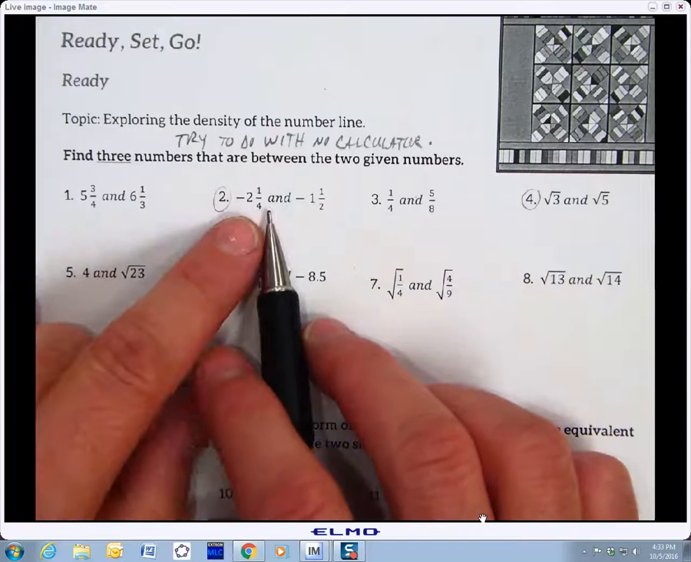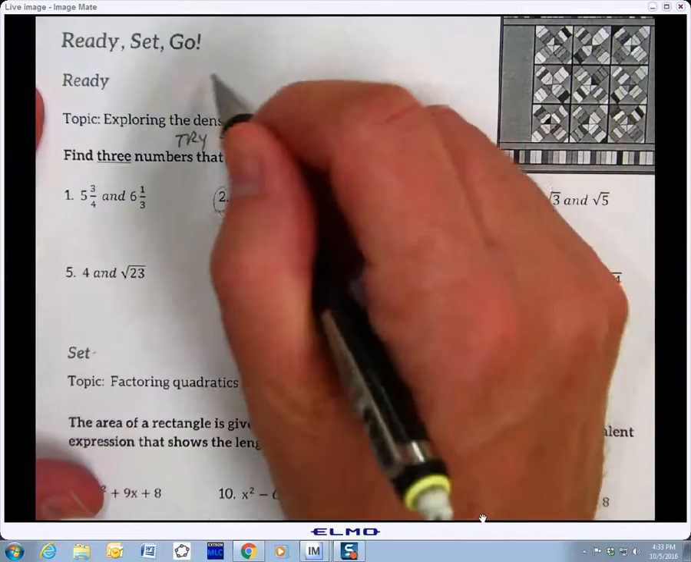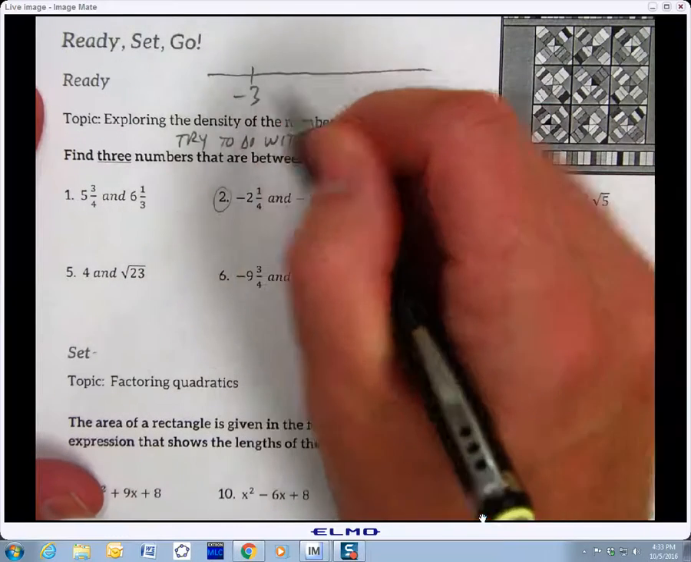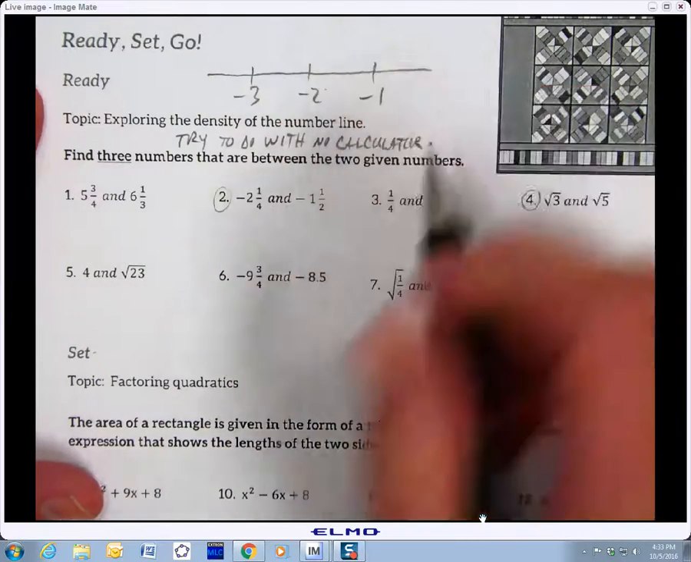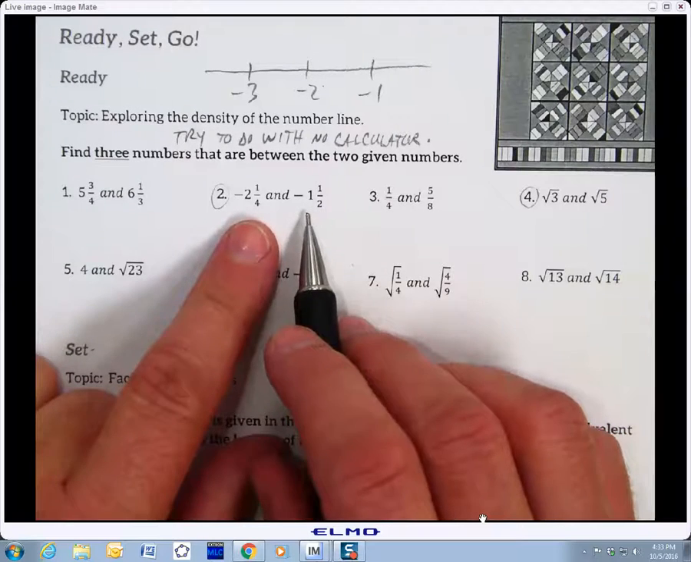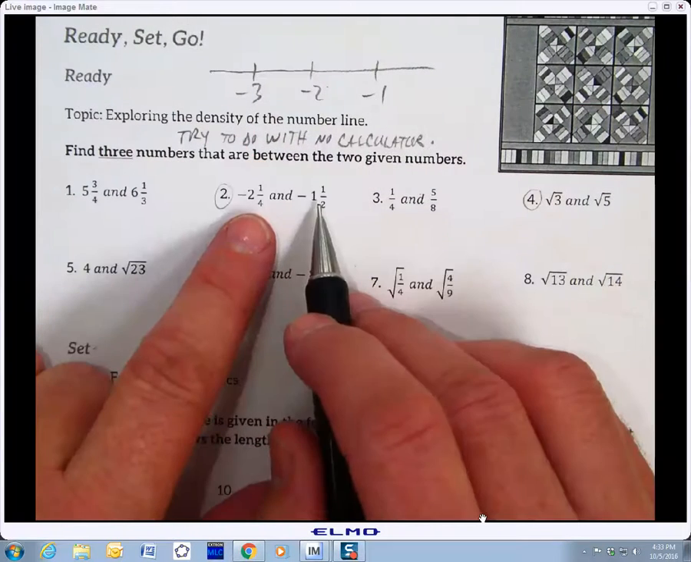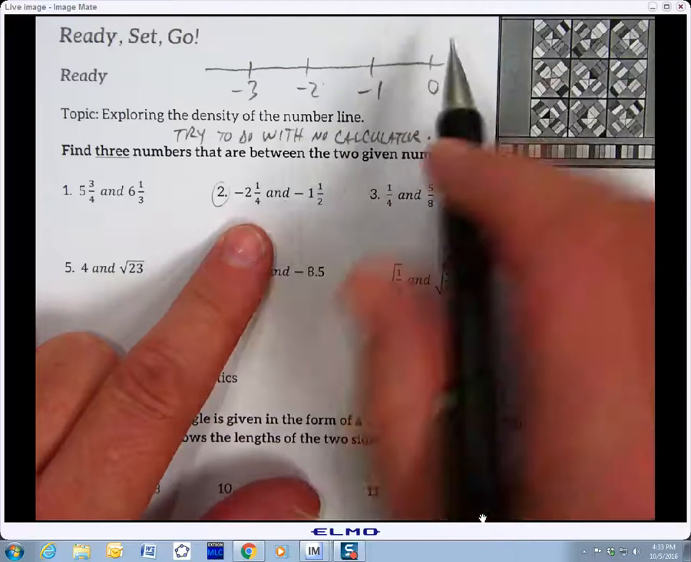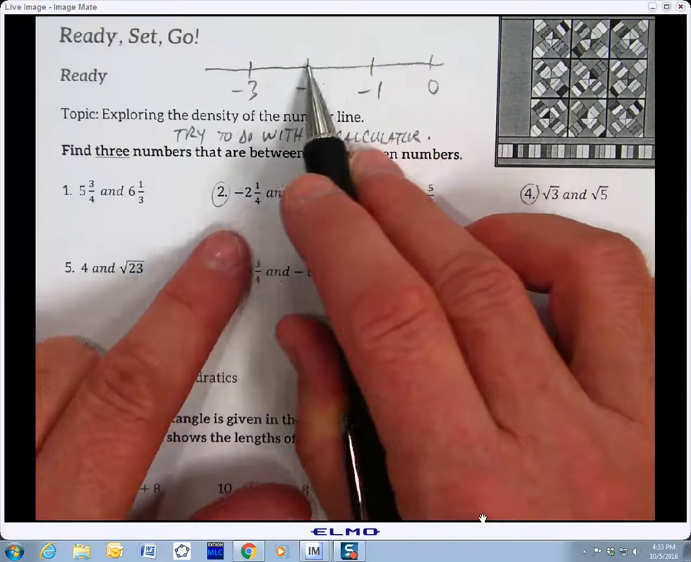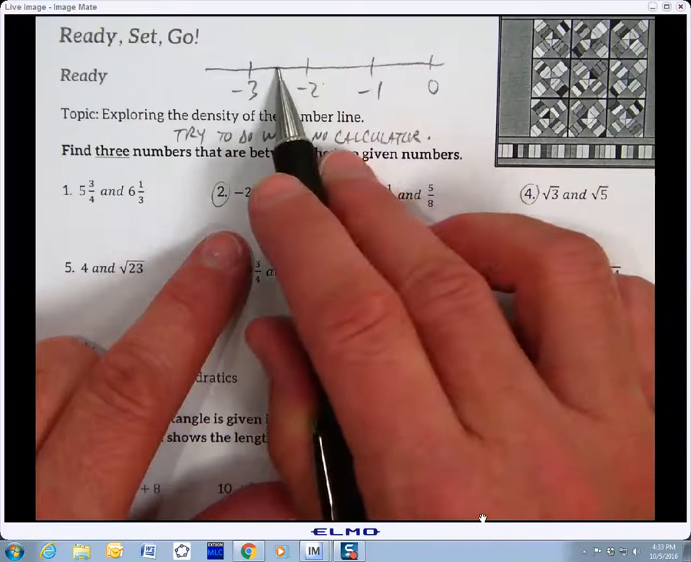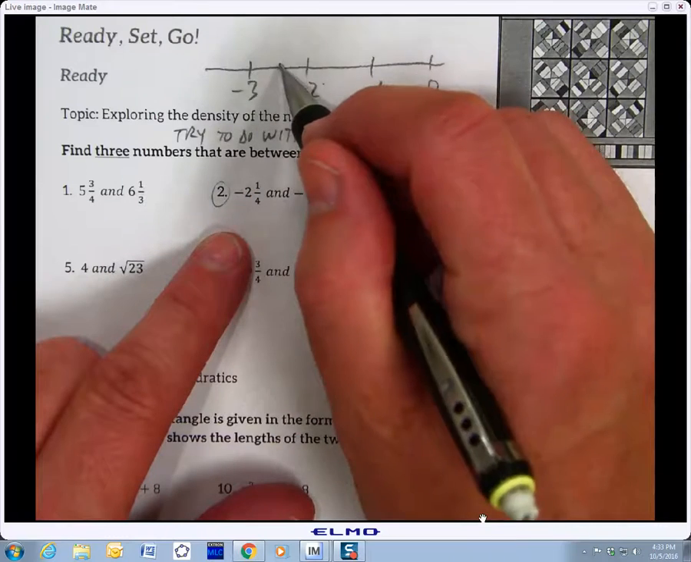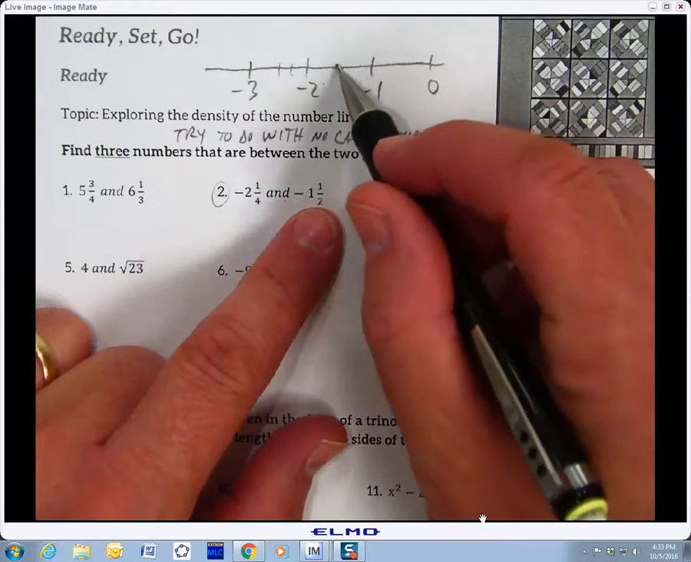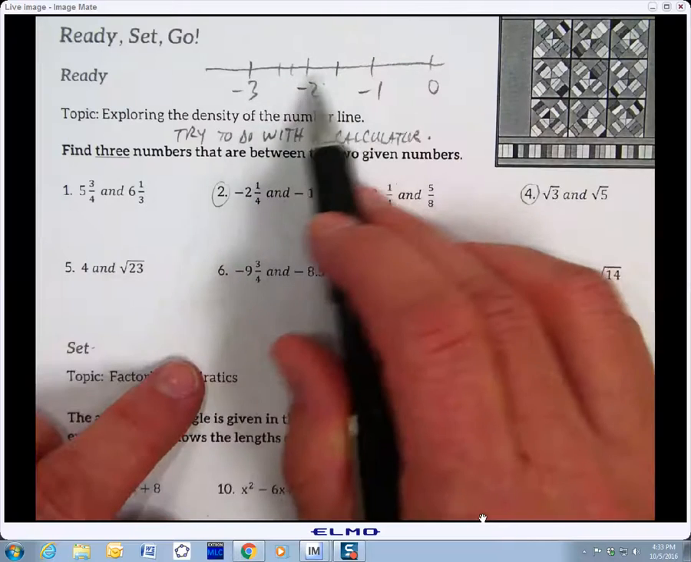So we're picturing a number line, and if you need to, you draw a number line, right? So I'm going to picture, here's like -3, -2, -1. I'm working on this one right here, so I'm going to focus on those numbers, like where they would be. Now, -2 and a fourth, so 0's up here, -1, -2, -3. So -2 and a half would be here, -2 and a fourth would be somewhere in there. -1 and a half would be somewhere in there. So I have to find three numbers that are in there.